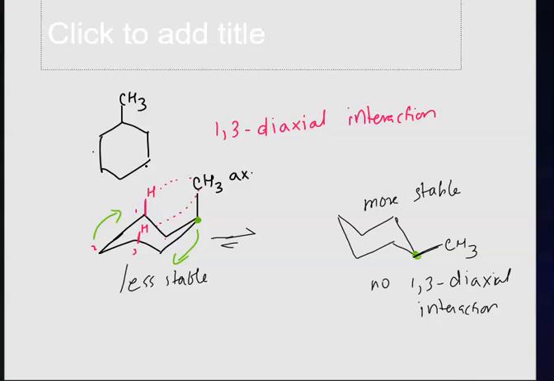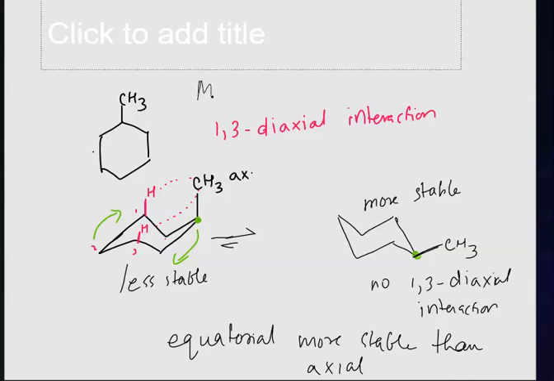cyclohexane, always the conformer where the substituent is in the equatorial position is more stable than the axial. Okay, so equatorial more stable than axial. Okay, this is in case of mono-substituted. That means one substitution that is present.